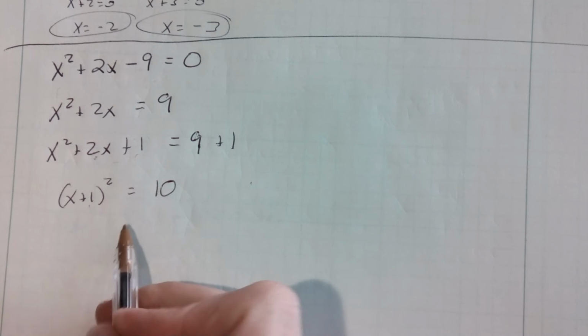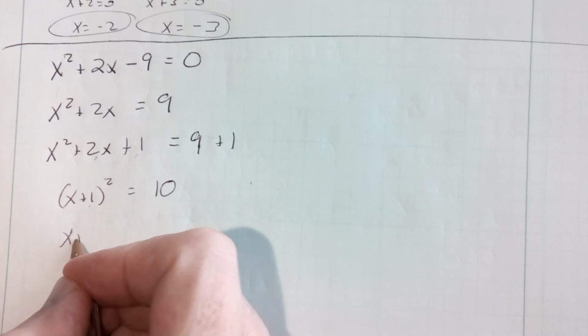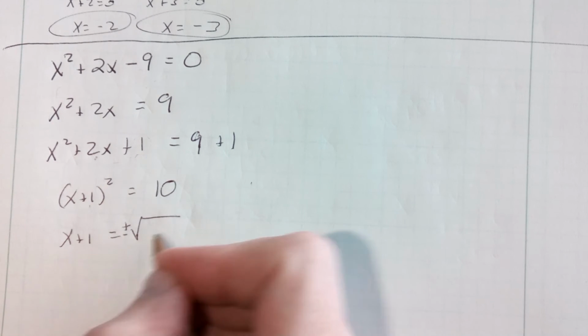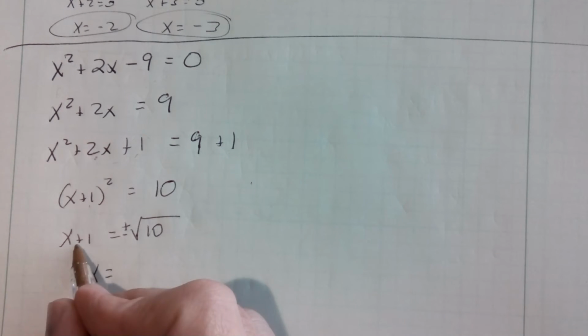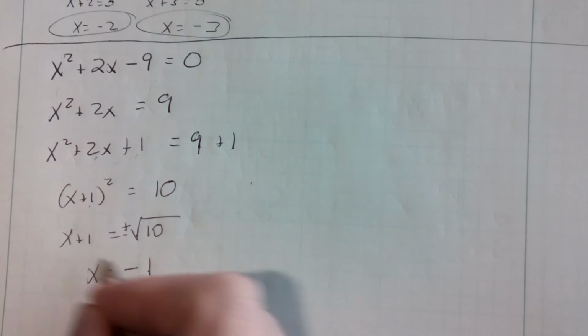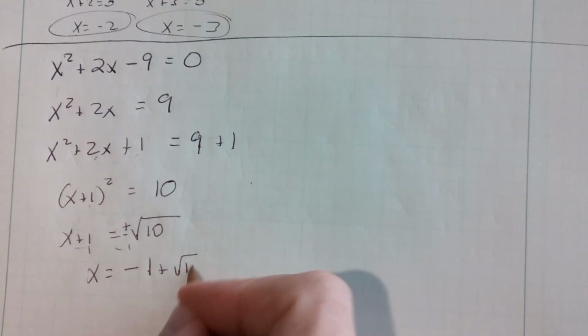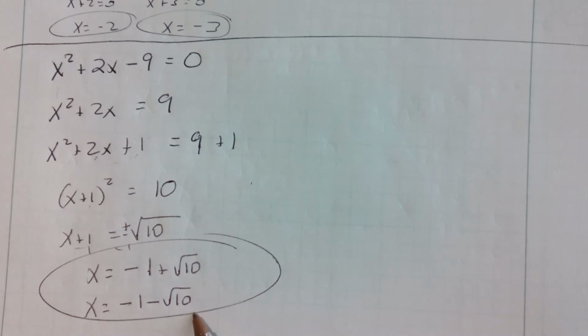Now I'm going to do what I just taught you on that other page. I'm going to square root both sides. x plus 1 equals the square root, positive or negative, of 10. So x equals minus 1 plus the square root of 10, or x equals minus 1 minus the square root of 10. Those would be your two solutions, and you'd use square roots. You'd write them just like that.